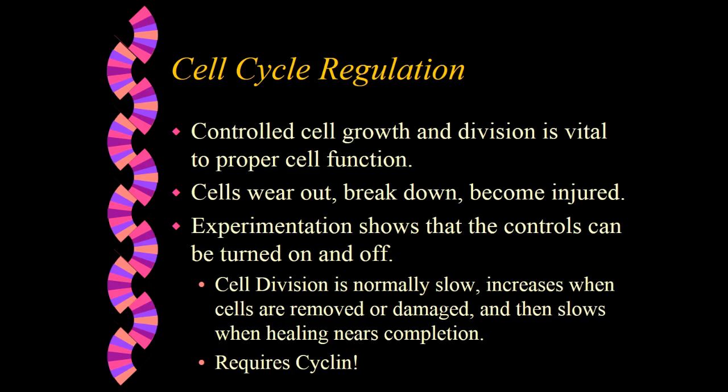It's important to note that the cell cycle, which we've talked about before, is regulated, and we're going to see a little bit later that there are things that control the cell from inside the cell, and things that control the cell from outside the cell. These are called internal and external regulators, but for now, we're going to talk about why the cell needs to be regulated. Controlled cell growth and controlled cell division is vital to proper cell function, meaning a cell isn't going to be able to do the things that it needs to do unless it's controlled.